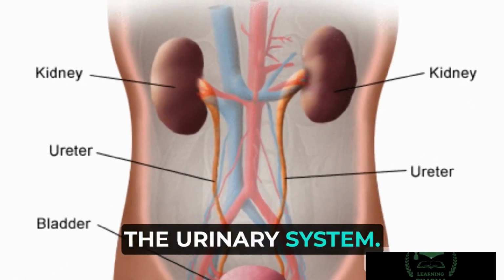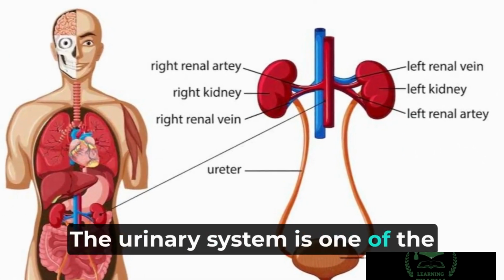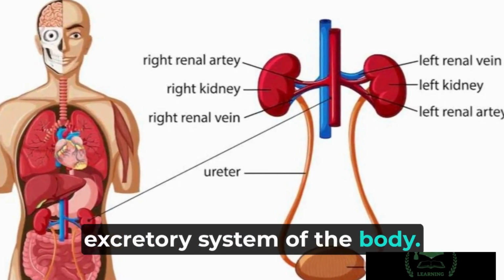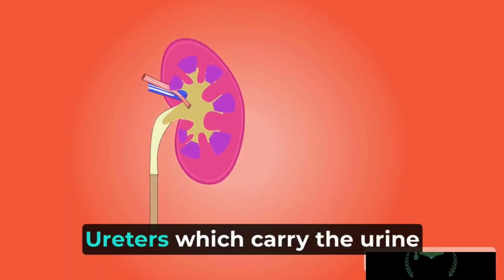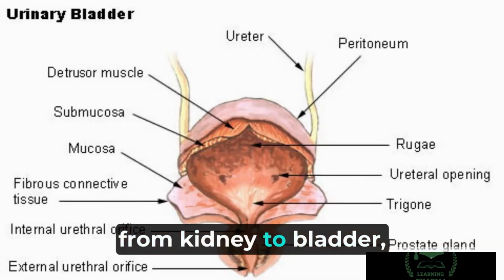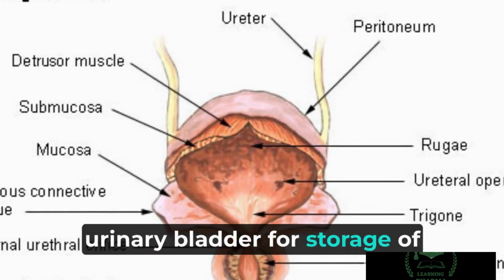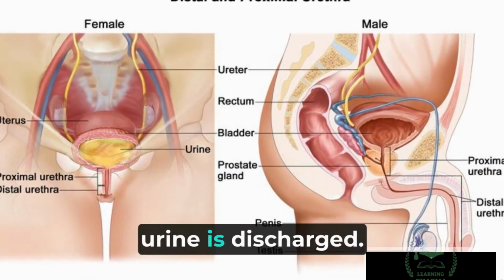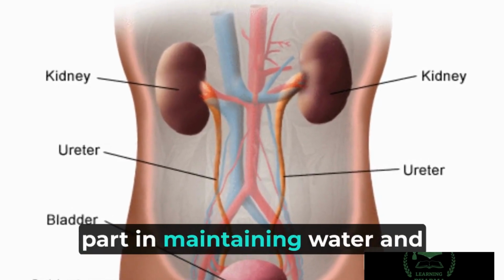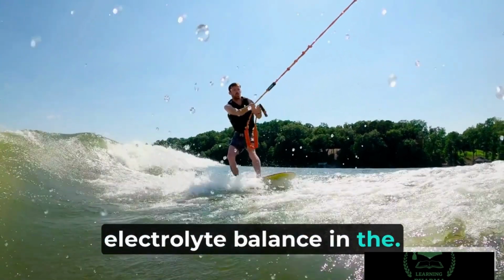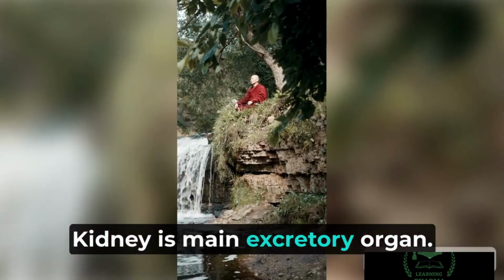The urinary system. The urinary system is one of the excretory systems of the body. It consists of the following structures: kidneys which form urine, ureters which carry the urine from kidney to bladder, urinary bladder for storage of urine and urethra through which urine is discharged. The urinary system plays a vital part in maintaining water and electrolyte balance. The kidney is the main excretory organ.